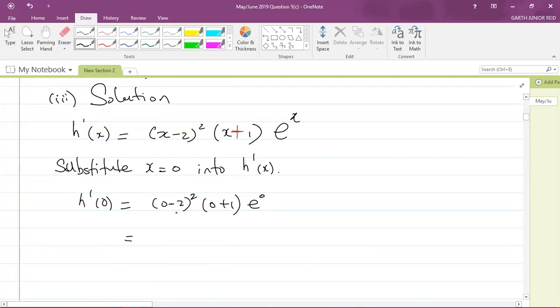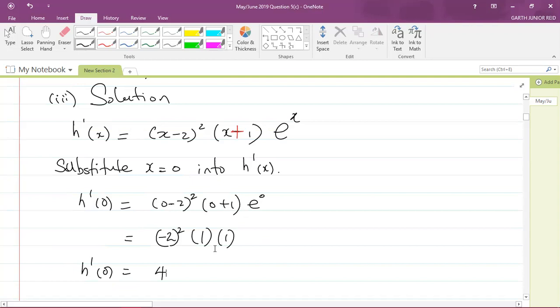So this is now equal to 0 minus 2 is minus 2. You're squaring that, times 0 plus 1 is 1. And remember, we stated that e to the power of 0 is 1. So h prime of 0 is equal to 1 times 1 is 1, multiplied by negative 2 squared. Anytime we square a negative number, we'll get a positive number. So negative 2 squared is a positive 4.